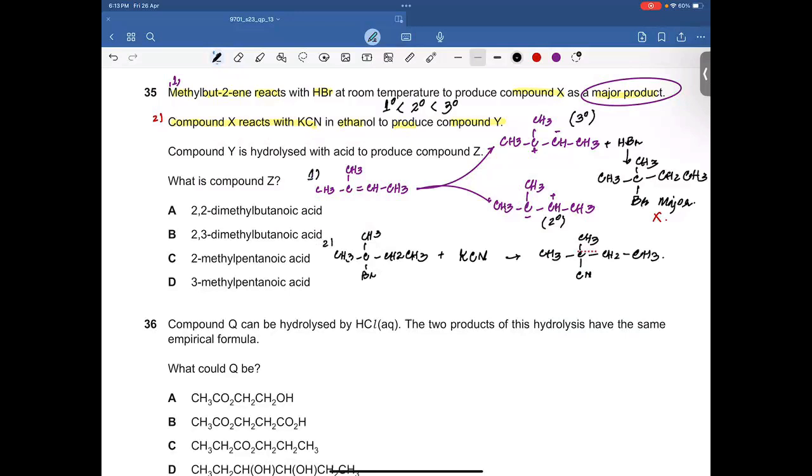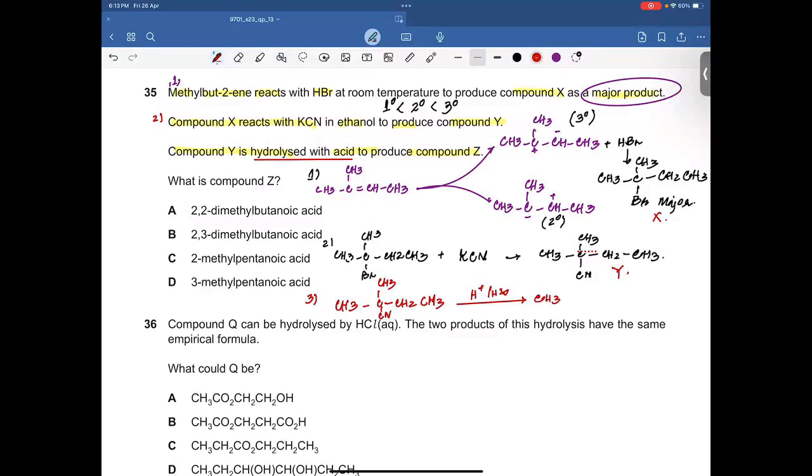This one is first, this one is second. Let's talk about the third statement. Compound Y is hydrolyzed with acid to produce Z. By the way, this is compound Y: CH3, C, CH3, CN, CH2, CH3. So what we are doing is acid hydrolysis. When we do acid hydrolysis, CN is converted directly into COOH.